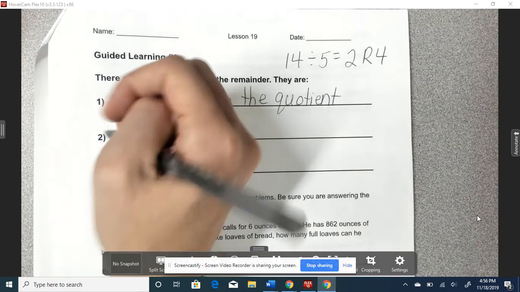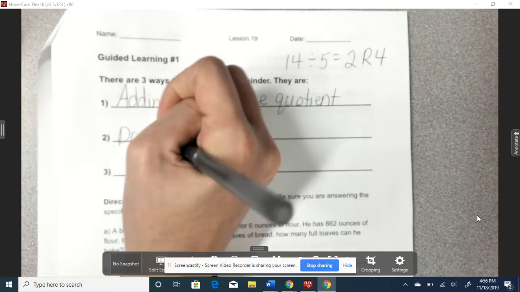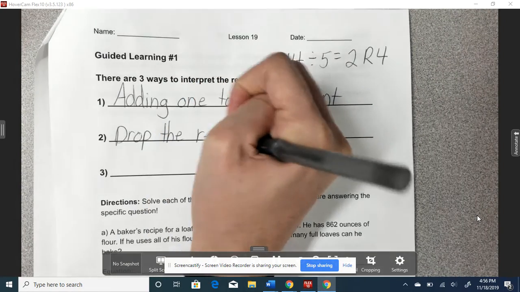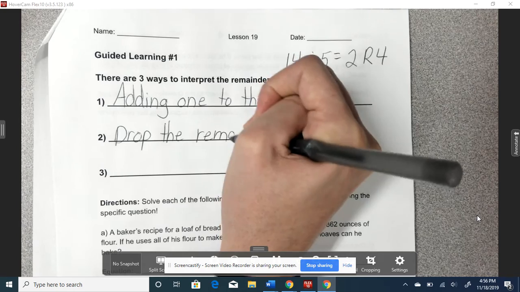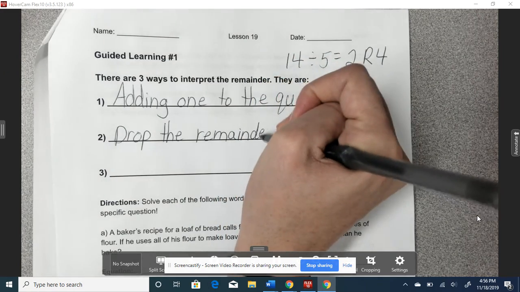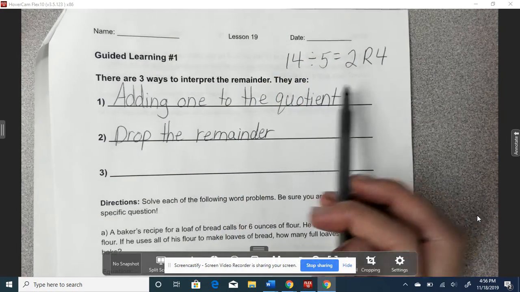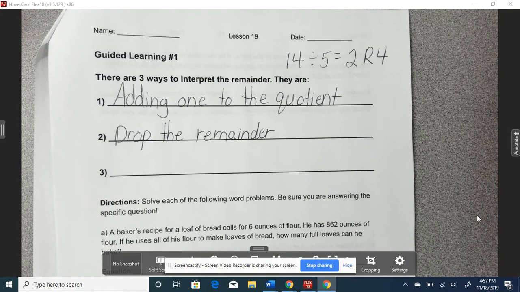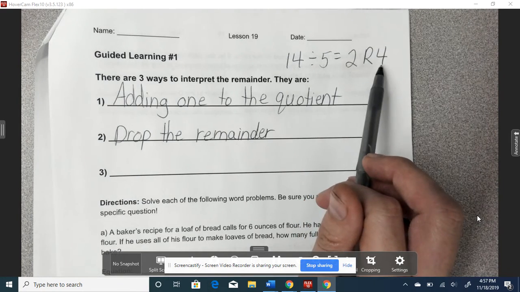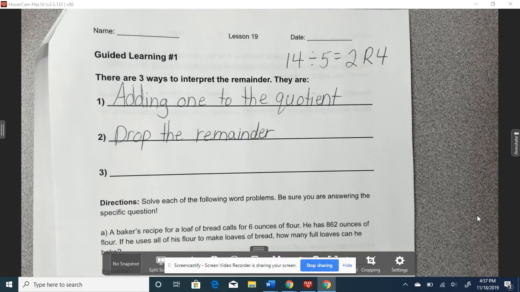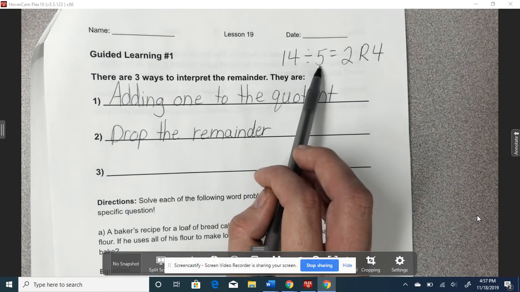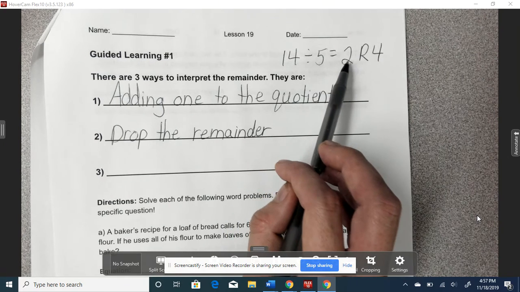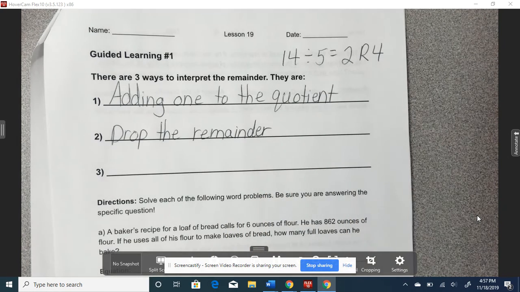The next thing we would do is drop the remainder. So this is when we're just looking at our quotient, which in this case is 2. If the question asks how many cars are completely full, we know that 2 cars are completely full, because 4 represents the amount of people left over. So we have 14 people. Each car holds 5 people, so 2 cars are completely full and 4 people are left over.